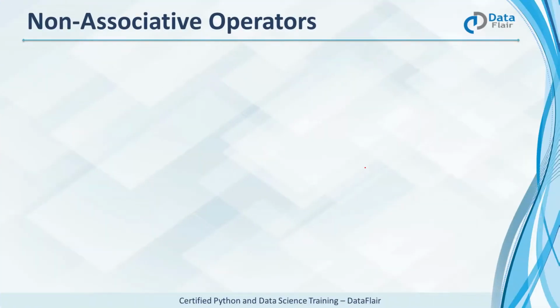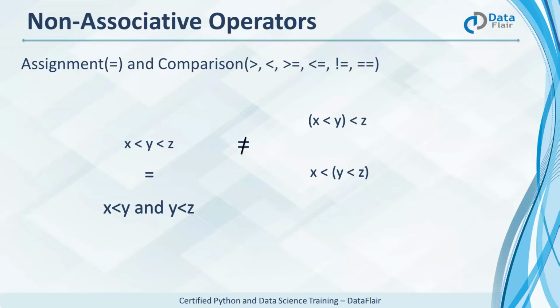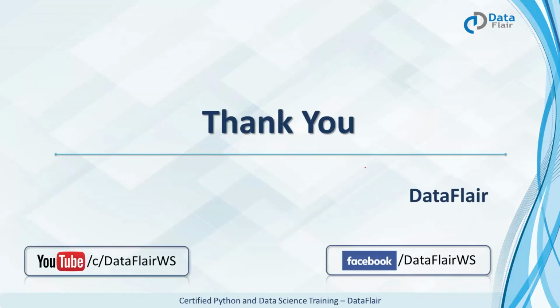Other operators like assignment and comparison operators are non-associative. x less than y less than z is not the same as (x less than y) less than z or as x less than (y less than z). It is rather equivalent to x less than y and y less than z. That's all for operator precedence. Now you know how to correctly evaluate confusing expressions.